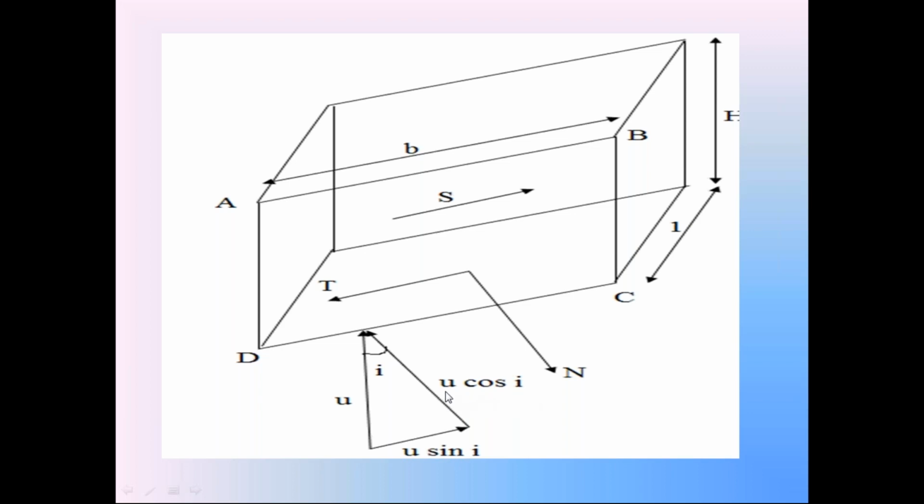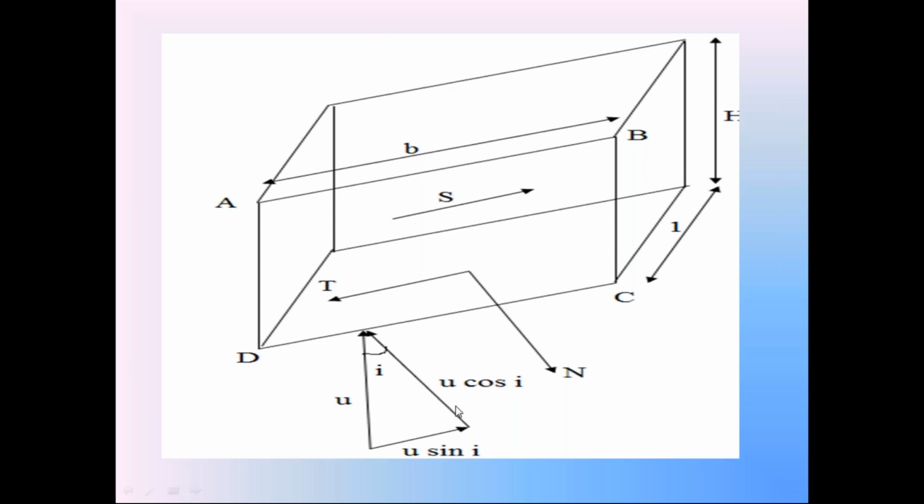Convert this pressure into force. Force is equal to pressure into area. Since this U cos I is acting on the surface CD, convert this pressure U cos I into force by multiplying this pressure U cos I with the area of the surface CD. Area of surface CD is width B, the width of that surface CD, B into thickness 1. So first convert this U cos I pressure into force, that is U cos I into B into 1.